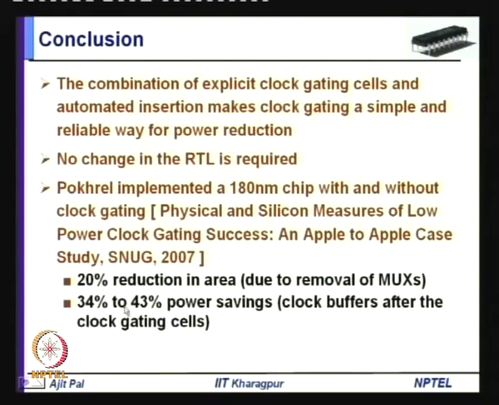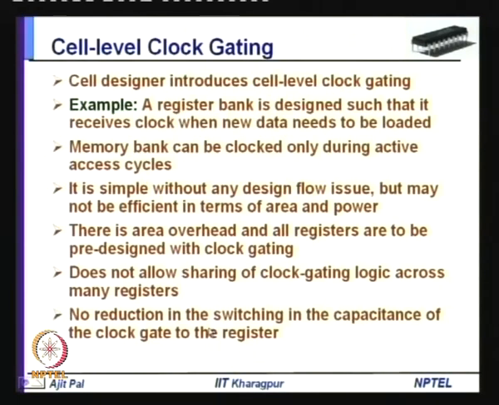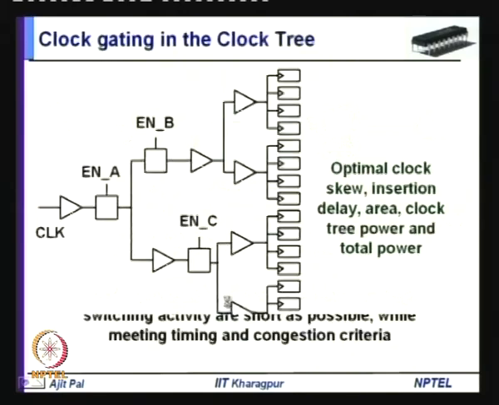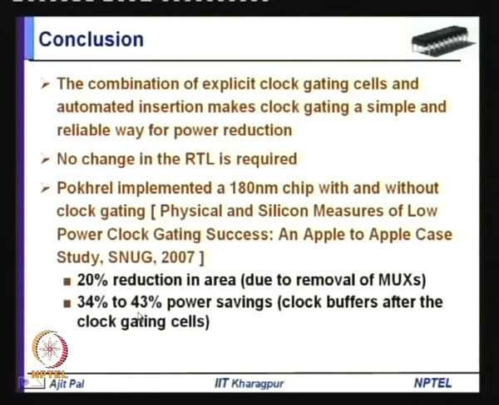Then 34% to 43% power savings have been achieved, primarily because the clock buffers are after the clock gating cells. That means, I have already shown, let me go back to this diagram. You find that after the clock gating cells you have a lot of clock buffers. As a consequence, these buffers will have much less switching activity. So, the power dissipation at the output of these buffers will be much less, and as a consequence there was significant reduction in the power dissipation, 34 to 43% power reduction.